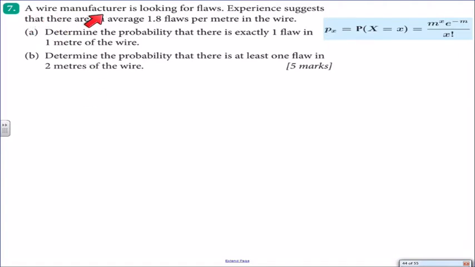So here's another example of where that works. We have a wire manufacturer looking for flaws, and their experience suggests that there's an average of 1.8 flaws for every meter of the wire.